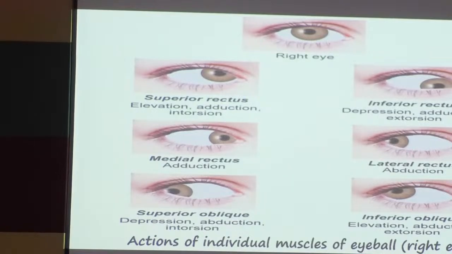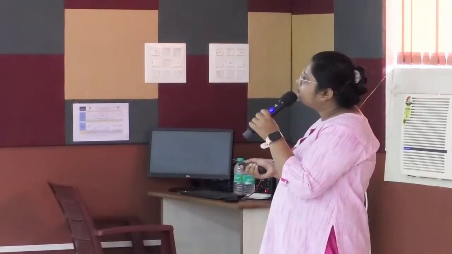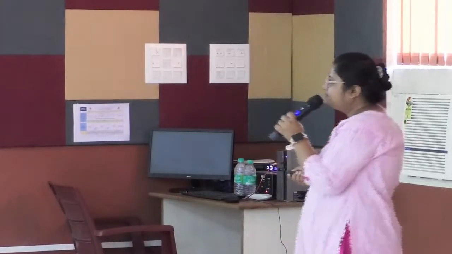And according to nerve paralysis, if LR6, the abducens nerve, is paralyzed, there will be squint. So the eyeball will lie in this adducted position. Lateral rectus paralysis occurs. Then superior oblique is causing depression, abduction, intorsion. This will be the position. And inferior oblique is causing elevation, abduction, and extorsion. You can see the cornea is located near the lateral angle of the eye. So these are the actions of individual muscles of the eyeball.